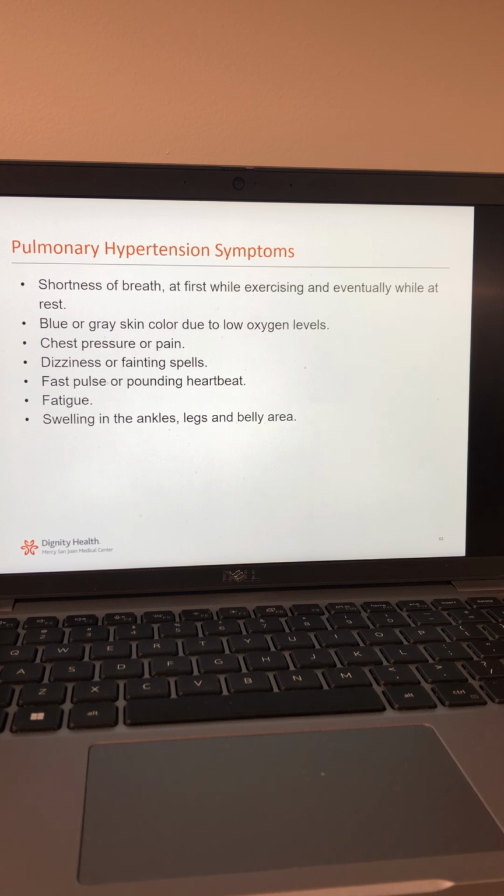Again, shortness of breath is one of the first symptoms. You may have blue or gray skin color due to low oxygen levels. You might have chest pressure or pain, dizziness or fainting spells, fast pulse or pounding heartbeat, fatigue, swelling in the ankles, legs, and belly area.